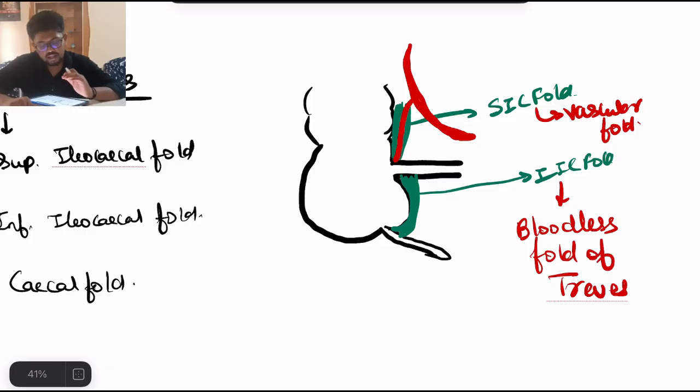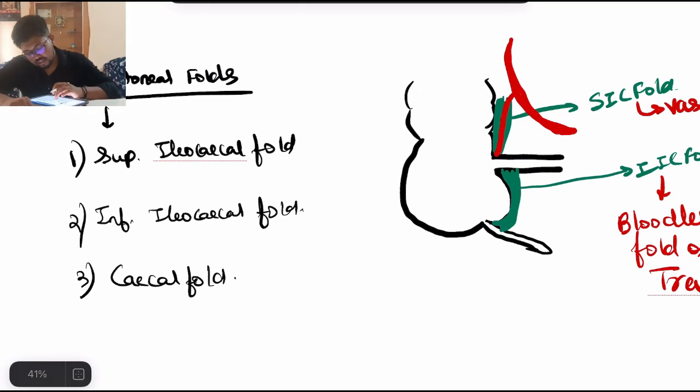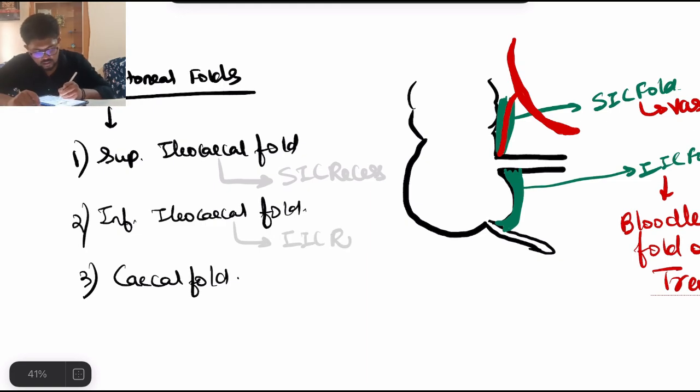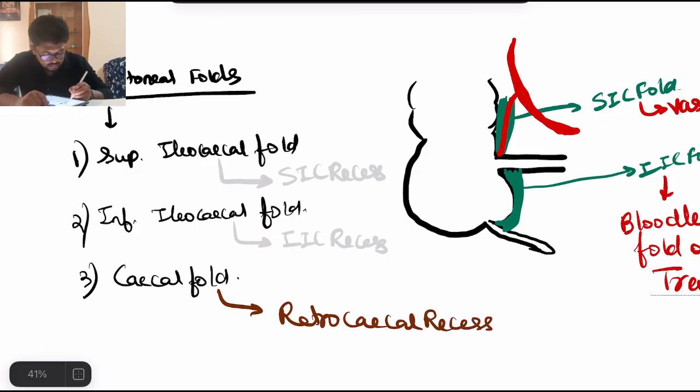Now we have seen all the three folds. In the superior ileocecal fold, there will be a superior ileocecal recess, and in the inferior ileocecal fold, an inferior ileocecal recess will be present. And along the border of the posterior cecal fold, there will be one more recess present behind the cecum, that is called the retrocecal recess. Okay, so in this way there are three folds and three recesses.